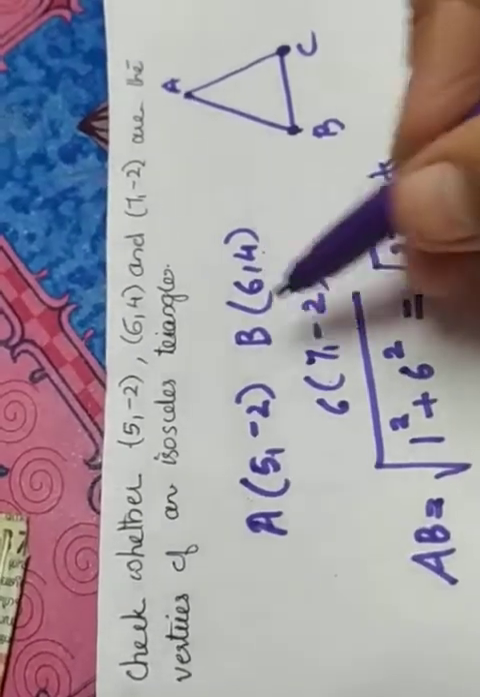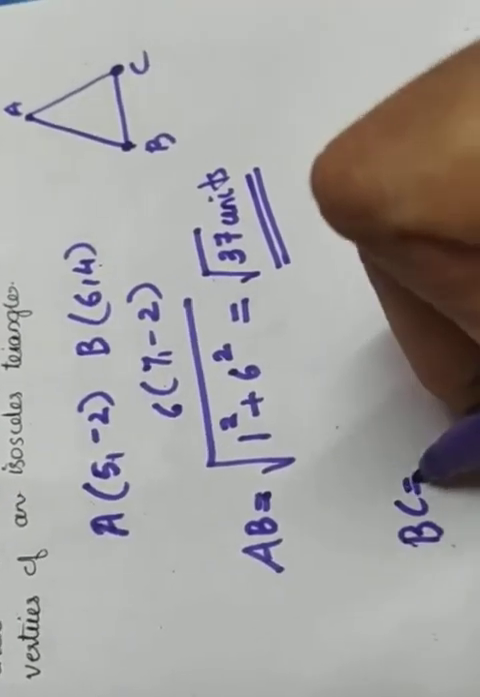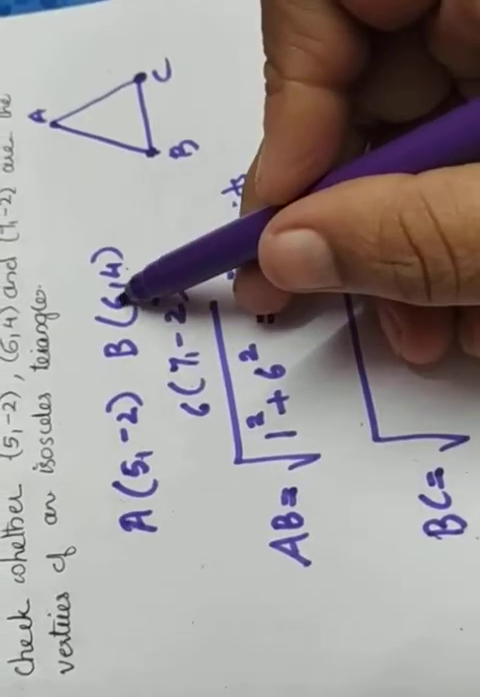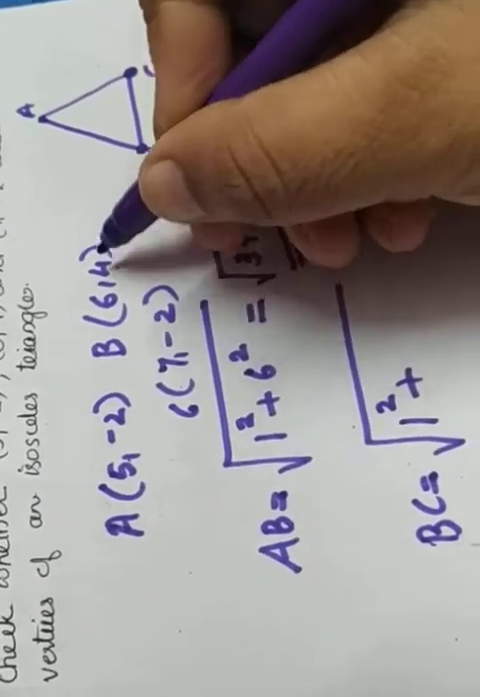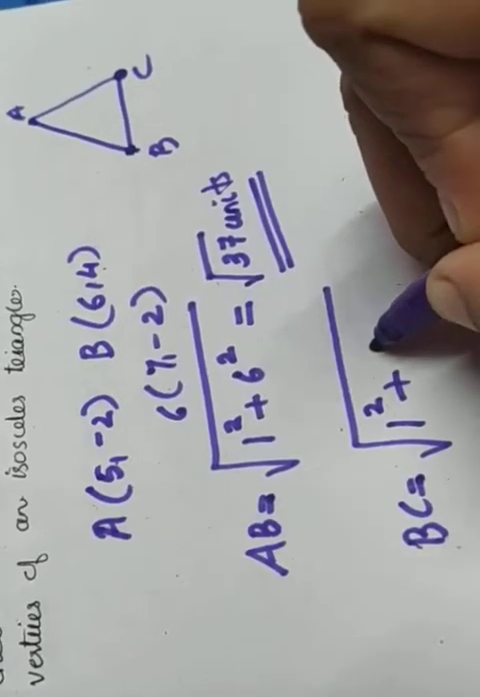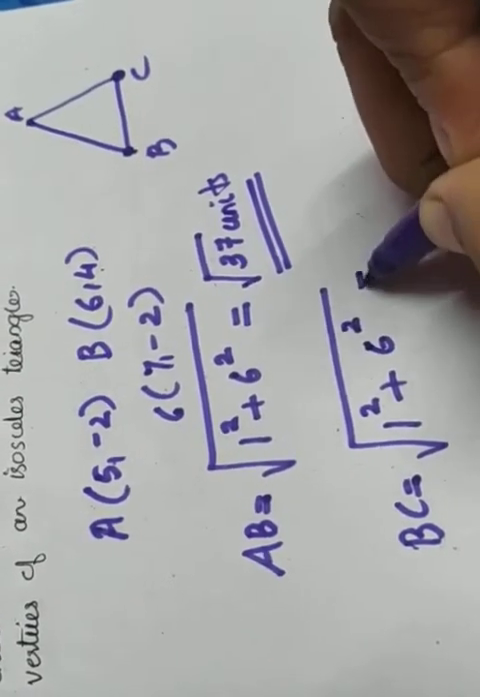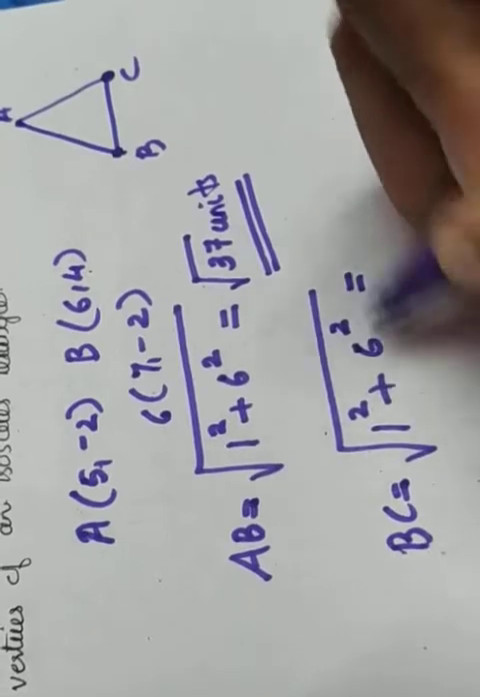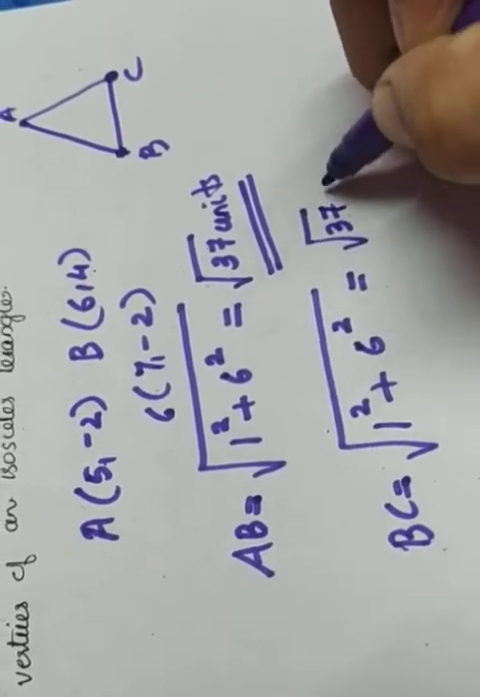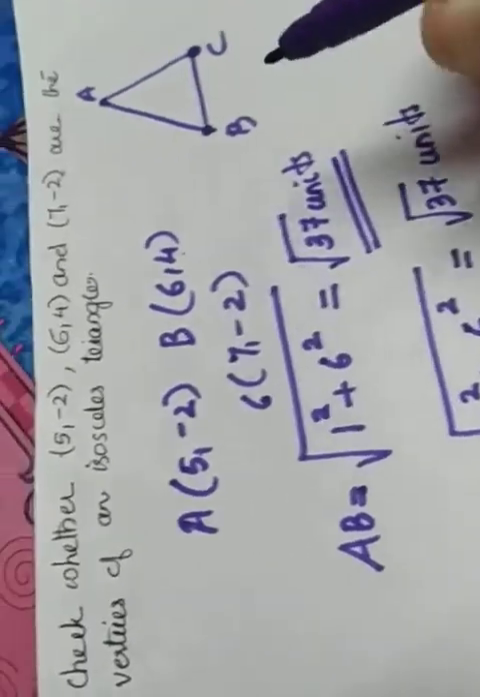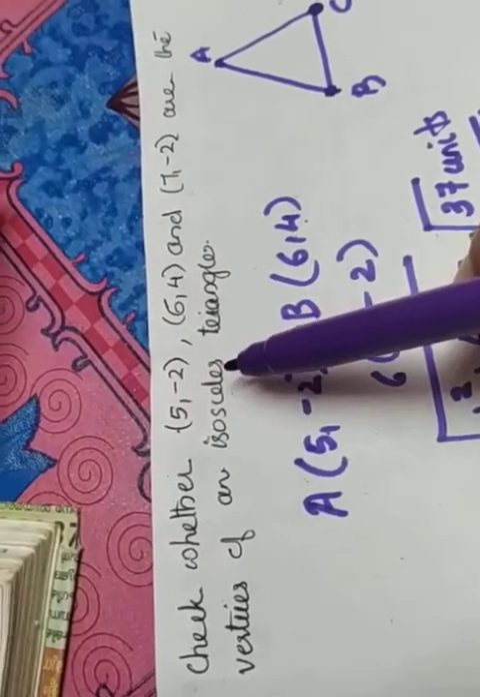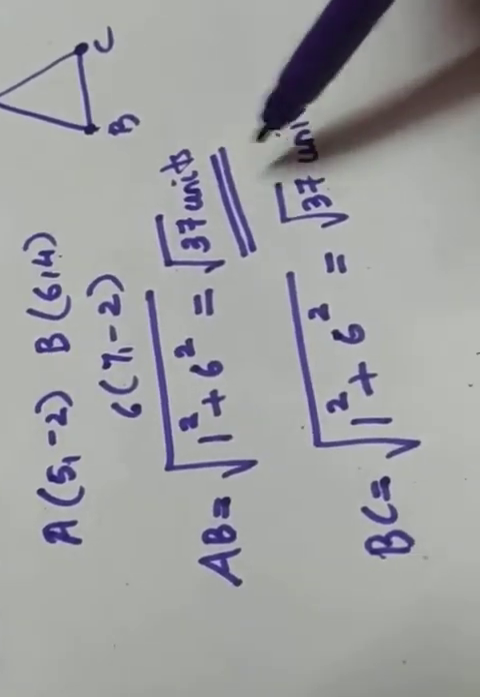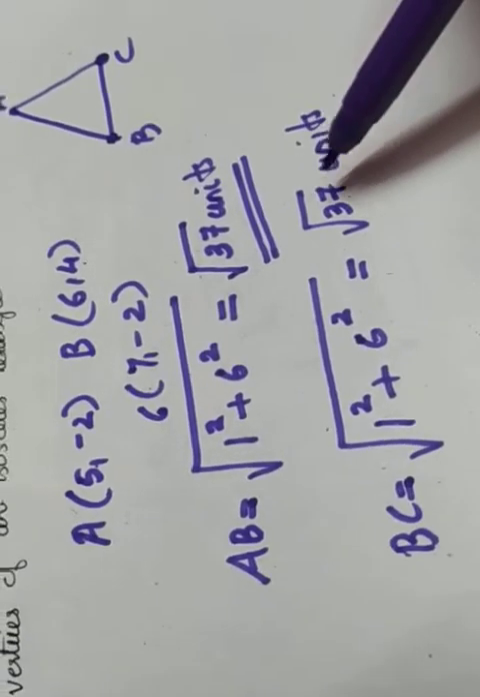Again, find BC. BC is equal to the square root of (7 minus 6), that is 1, squared, plus (-2 minus 4), that is -6, squared, which will be equal to 6 squared. So here also 6 squared is 36, plus 1 is 37, root 37 units. Our question was to check whether it is an isosceles triangle, and the condition we need is that two sides are equal. And we got both the sides as equal without doing the third side.